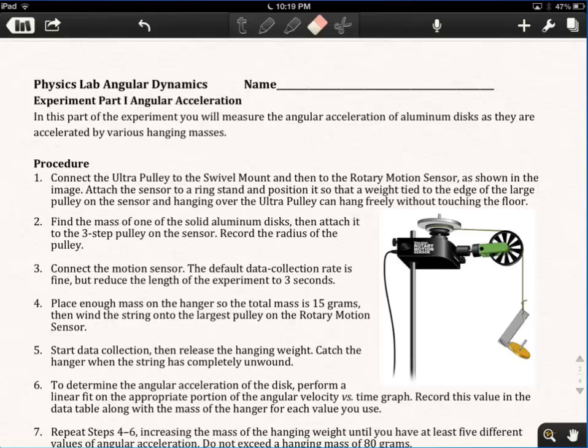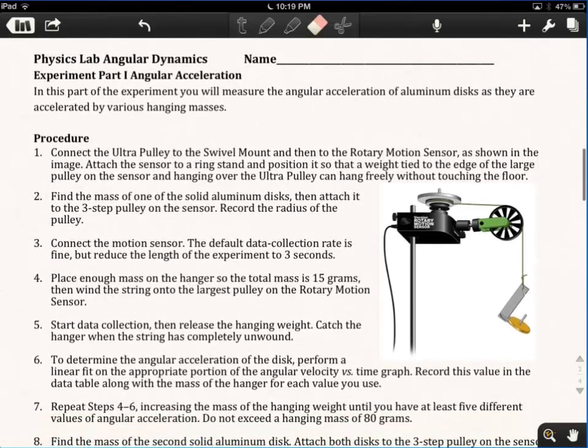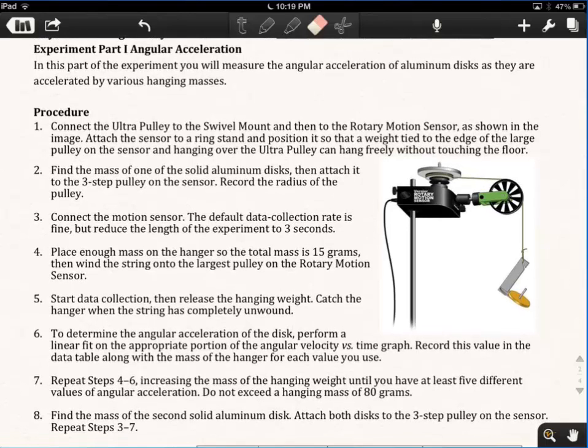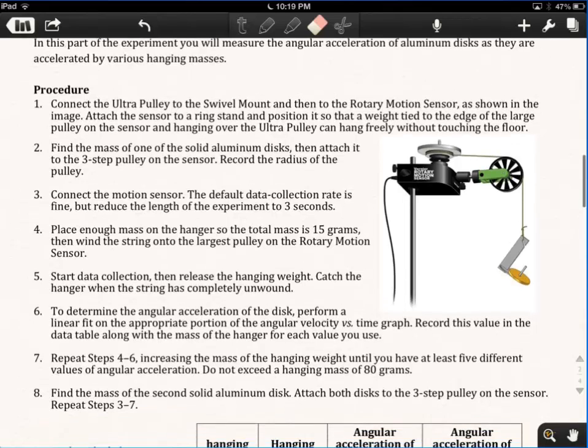Okay, but we avoid having to deal with any of that angle stuff by wrapping the string around a pulley, because when you wrap a string around a pulley, it always pulls off tangential to the circle, and that means it's always at a 90-degree angle with the radius. So the lever arm is just the radius of the pulley, okay? And that'll come in handy in a minute.